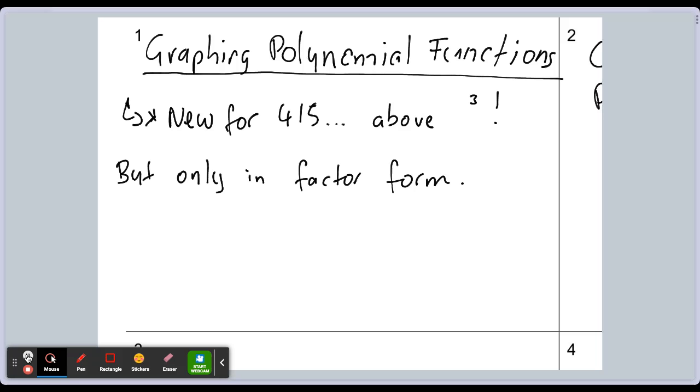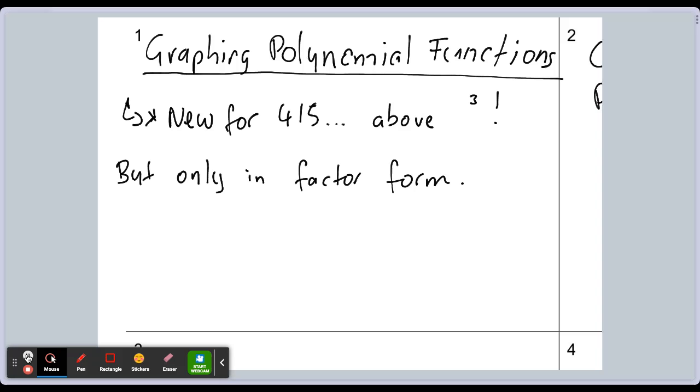x to the negative 2, which is the same as 1 on x squared, x to the power of positive 2, but both of those things are equivalent. Neither of them are polynomial functions because it's a negative power. So linear functions, quadratics, cubics, quartics, all of those sorts of things are polynomial functions.